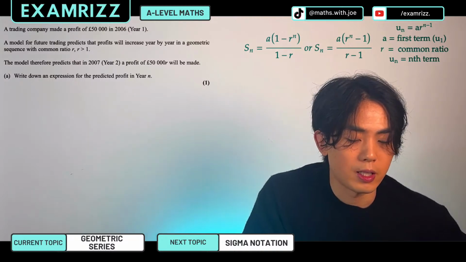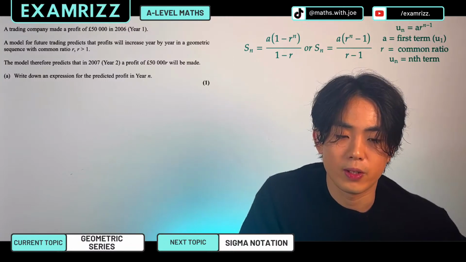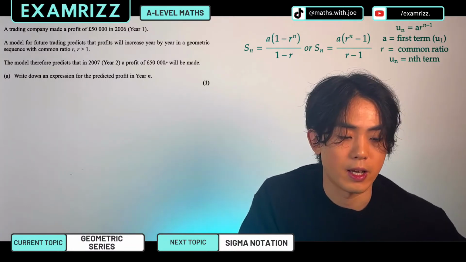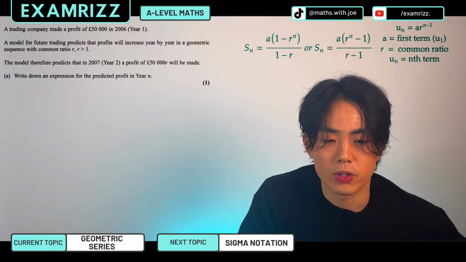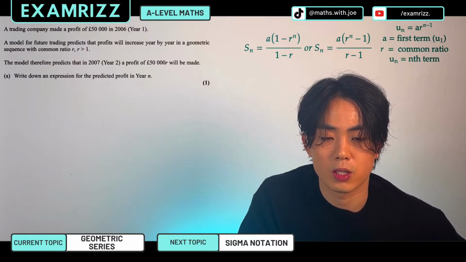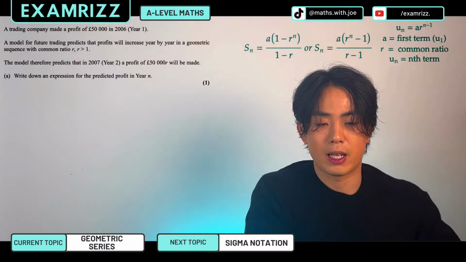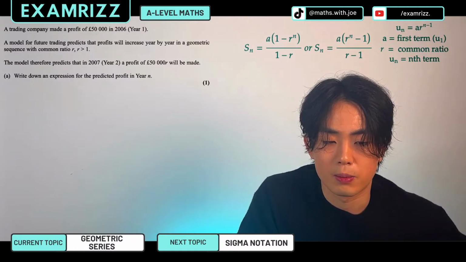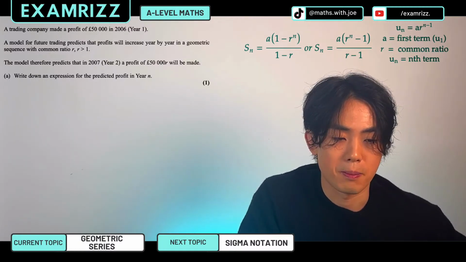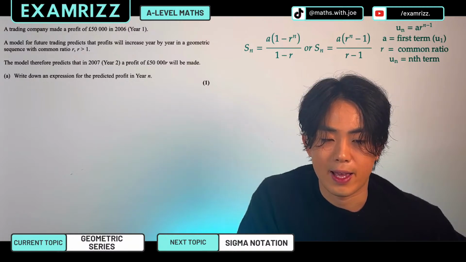We can do another example here. So once again, it's another geometric example. We have a trading company that made a profit of £50,000 in 2006. That's year number 1. A model for future trading predicts that the profits will increase year by year in a geometric sequence with a common ratio of R, which is greater than 1. The model therefore predicts that in 2007, year 2, a profit of 50,000 times R will be made. Write down an expression for the predicted profit in year N.